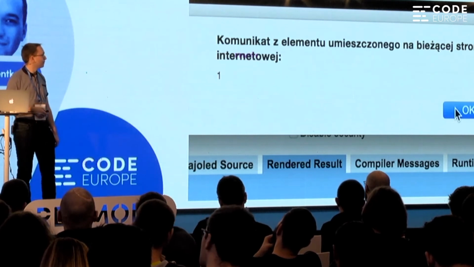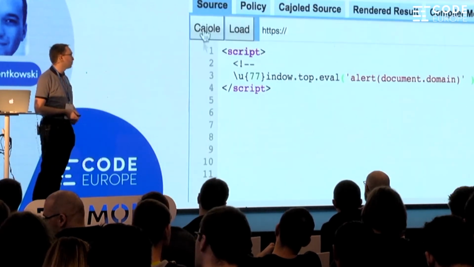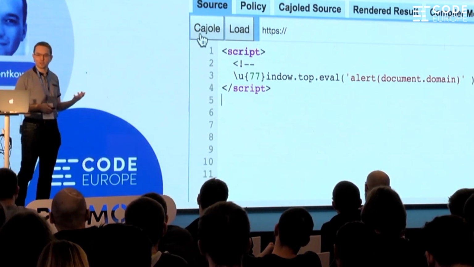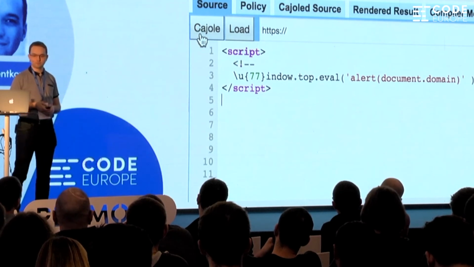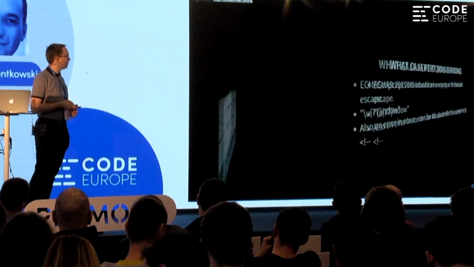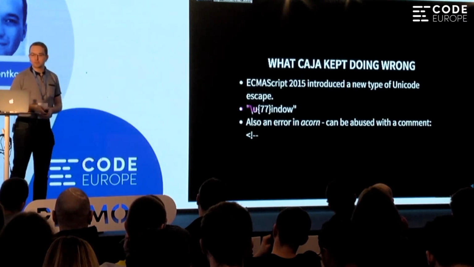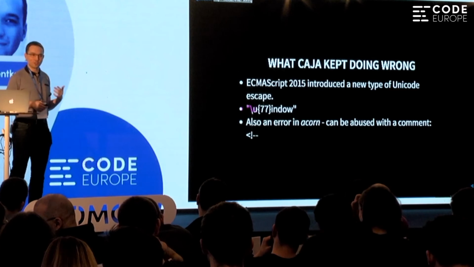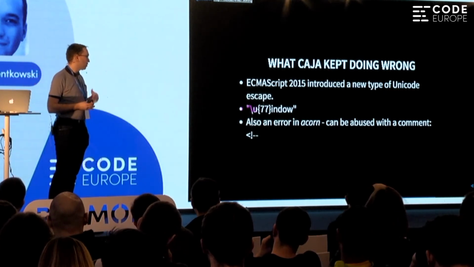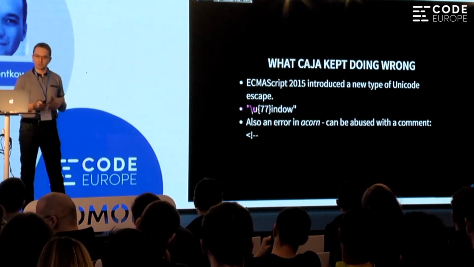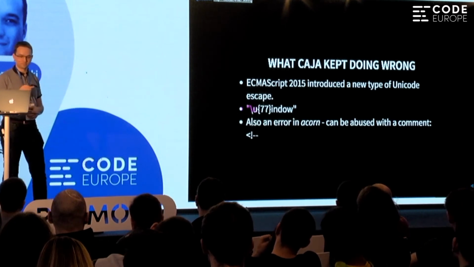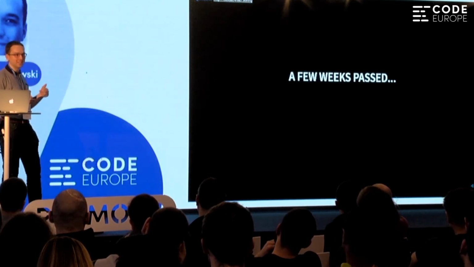And let's go back with the alert document domain example. So I have, again, \u0077 in the top eval other document domain. Well, and it just works. So ECMAScript 2015 introduced a new type of Unicode escape, \u and 77 in curly braces. And there was also an error in Acorn, the JavaScript parser that Kaha used, which could be abused with a comment.